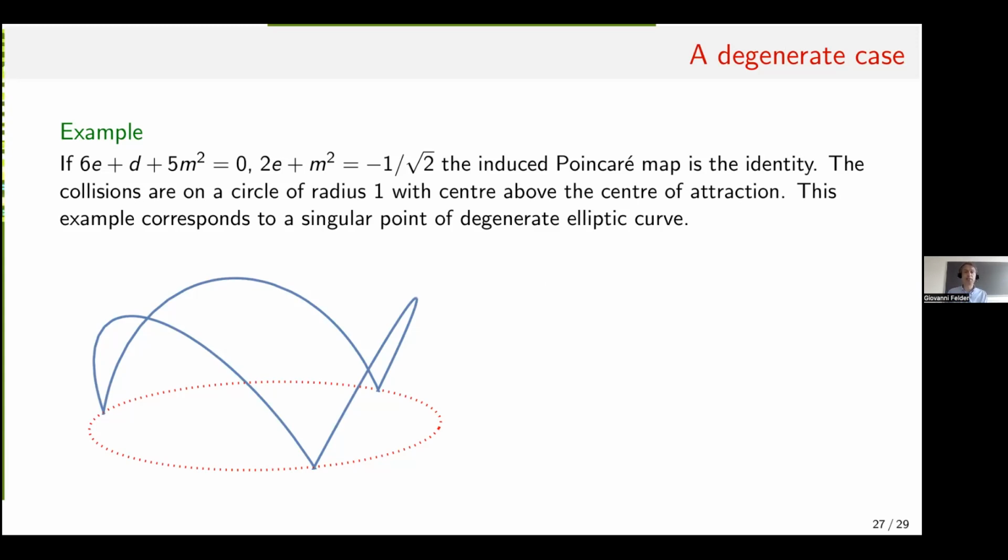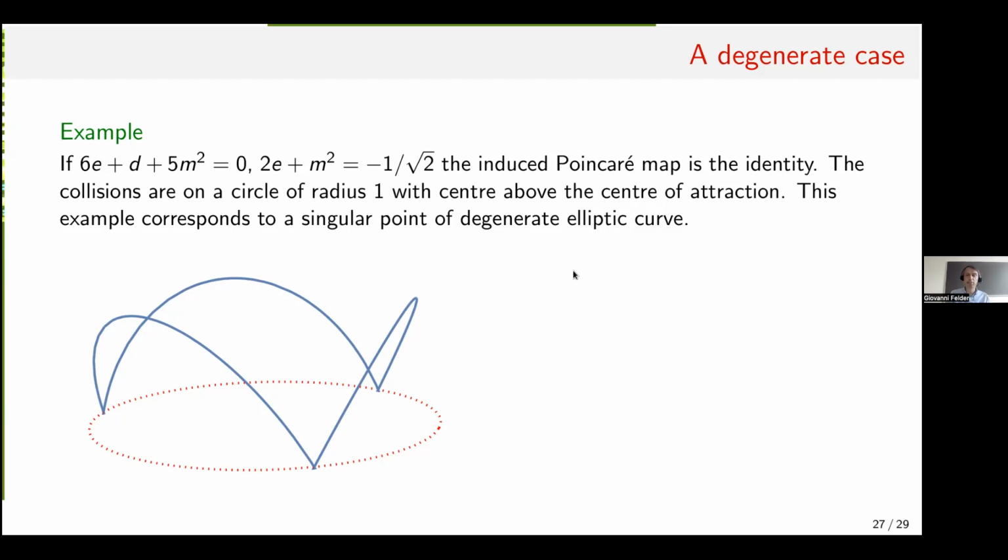So what happens is that, and this is easy to construct, these special solutions are like a merry-go-round. You jump over a circle and go back. The parameters are chosen suitably. All the collisions are on a circle of radius 1, centered above the center of attraction.